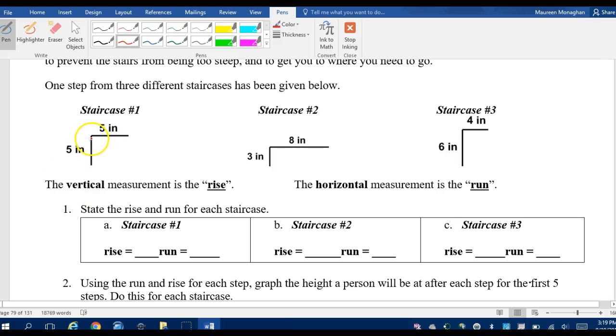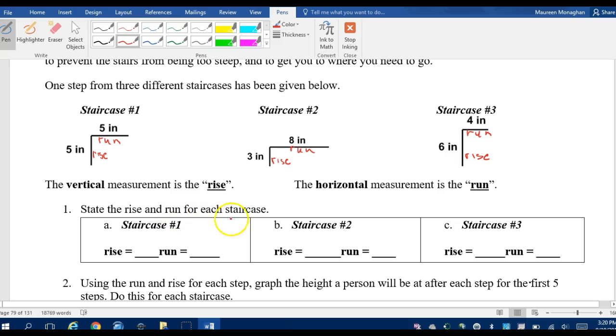Staircase 1, 5 inches, 5 inches. Staircase 2, 3 inches, 8 inches. Staircase 3, 6 inches, 4 inches. The vertical measurement is the rise. So each one of these is rise because you're going up. Here is your rise. Okay? And then the run is the horizontal measurement. Run, run, and run. And the slope is always considered the rise over the run.